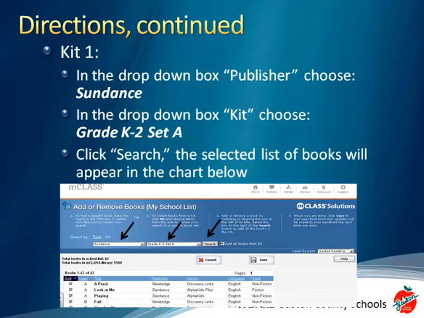When you are on the Add or Remove Book List site, where you have the mCLASS library, the first thing that you're going to do is look at the words Search By, and you will see the words book and kit. You are going to click on the word kit, and it will bring up two drop-down boxes. The first drop-down box is going to have the word publisher. Click the drop-down arrow and choose the publisher Sundance. In the second drop-down box, you're going to have choices of the kits that are in the library by that publisher. You're going to choose grade K2 set A, and then you'll click the box that says search, and then the books will appear in the chart below.